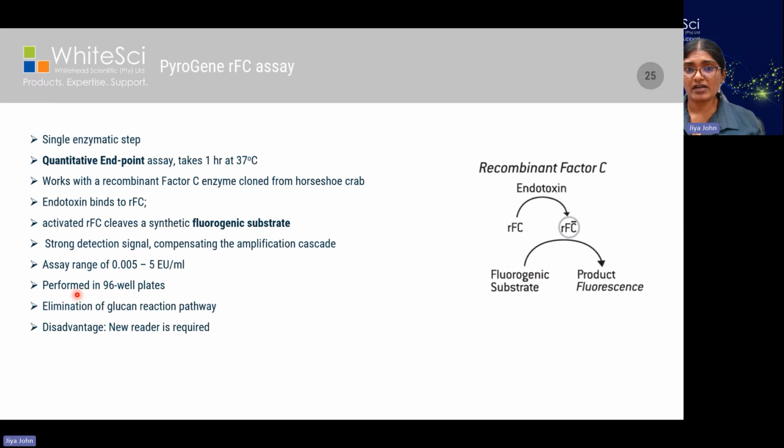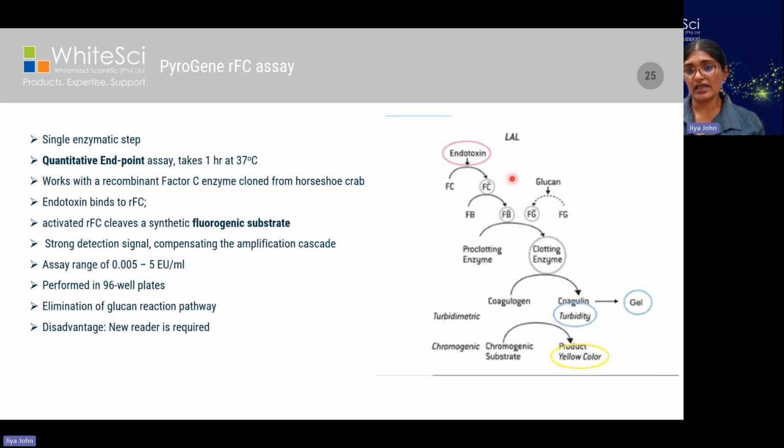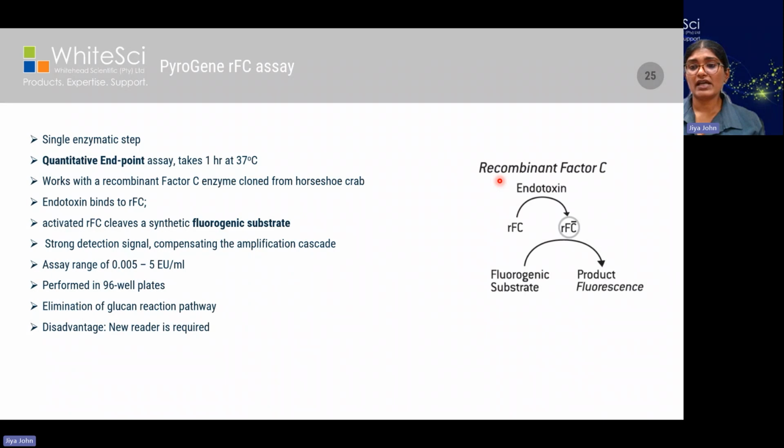So the principle of the RFC assay, compared to the traditional lab assay: this is the enzyme cascade for the traditional lab assay, where you have a few proteins involved in the enzyme mechanism. Compared to that, the RFC assay is a single enzymatic step. You have your recombinant factor C that they have cloned from the horseshoe crab. Once it attaches to your endotoxin, it becomes activated, and then it cleaves a fluorogenic substrate, giving off a fluorescence reading at the end of the assay.